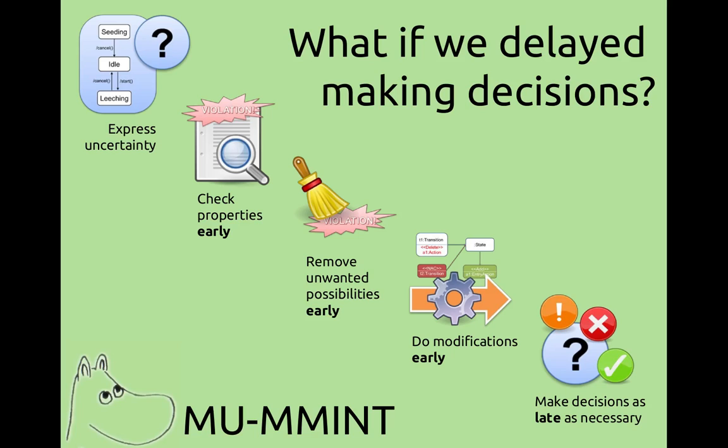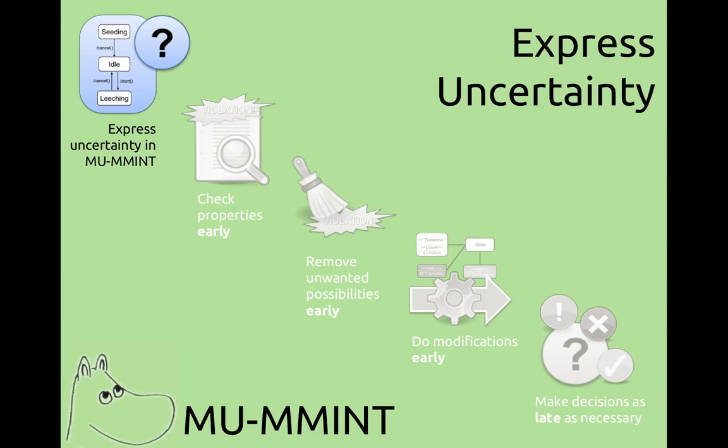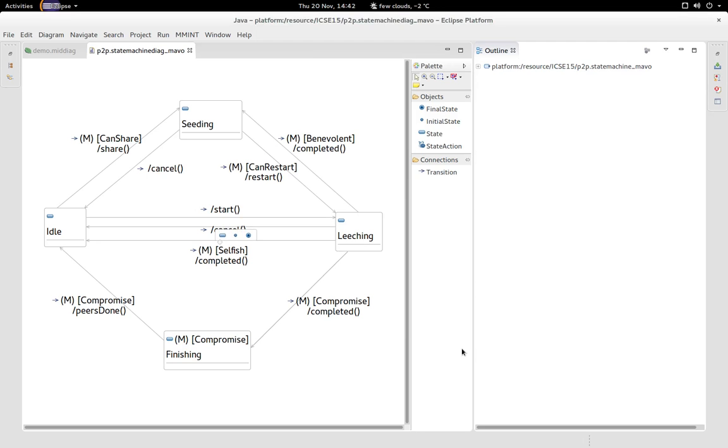We propose a different workflow. Our tool, MU-MMINT, allows us to manage, analyze, and manipulate models without forcing us to make premature decisions. To do this, we provide a compact representation of a set of possible designs. This is called a MU model.